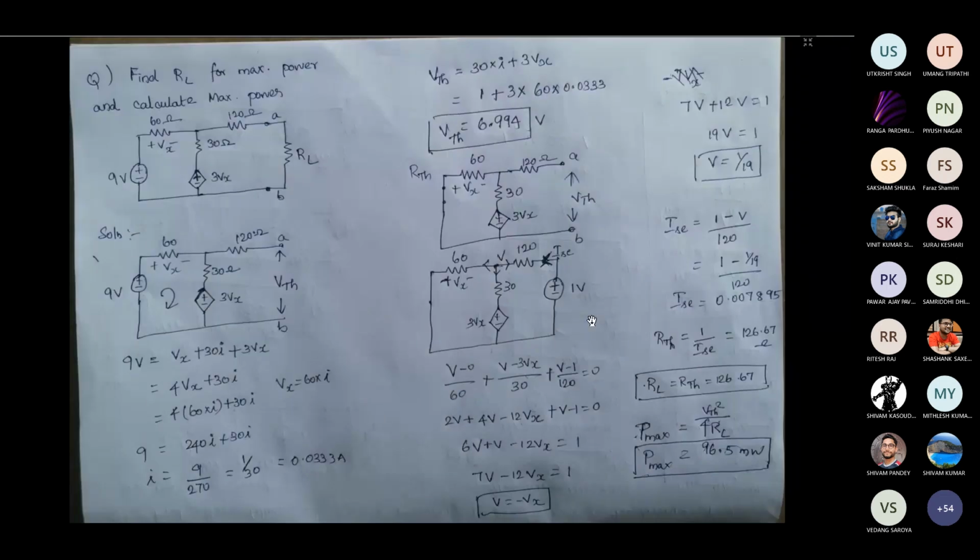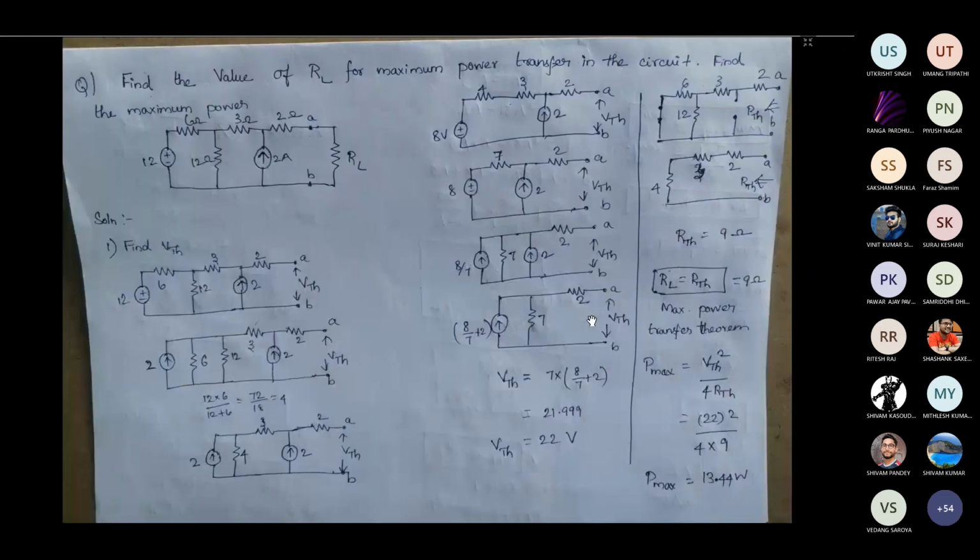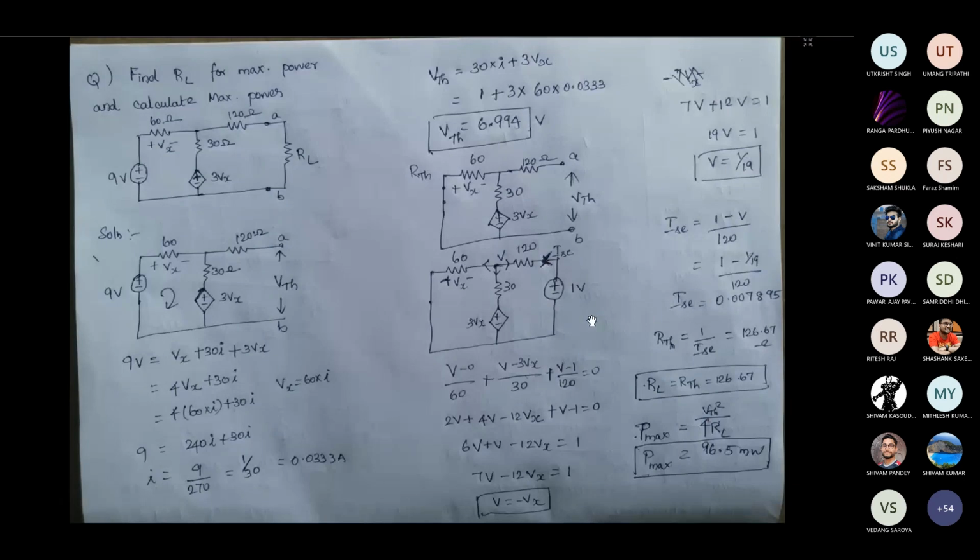Let us see one more problem with dependent sources. So with that, we can complete this class. So consider this. In this, we need to find the RL in order to transfer the maximum power to this load RL. So here we are having a dependent source. The dependent source is decided by the voltage across this, that is Vx.